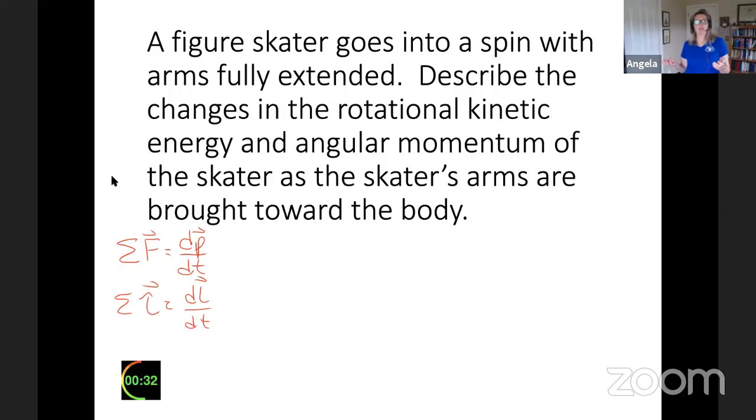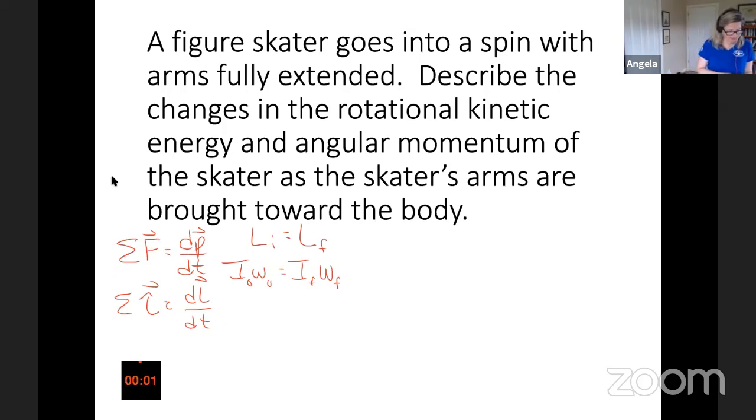This figure skater is on ice, so there is negligible friction, so no external torques acting on the skater. That means that angular momentum is conserved. In other words, the rate of change of angular momentum is 0. So her initial angular momentum, which is, by the way, rotational inertia multiplied by angular speed, should be the same before and after.